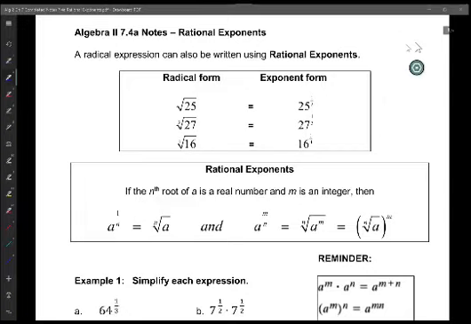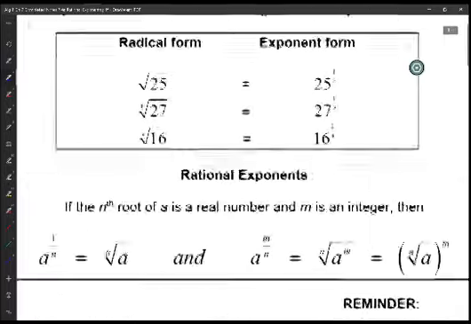Today's lesson is going to focus on rational exponents and the comparison between radicals and how to write them as exponents. So here we have an intro table involving three different radicals: the square root of 25, the cubed root of 27, and the fourth root of 16. And just to help you realize that each of these can be written as an exponent power.